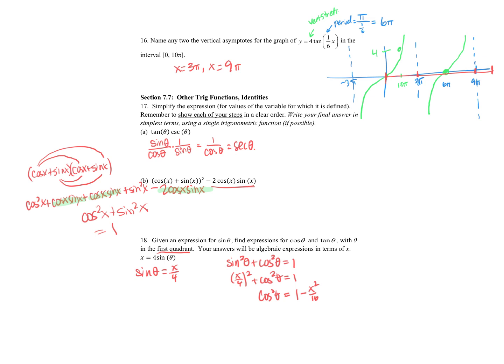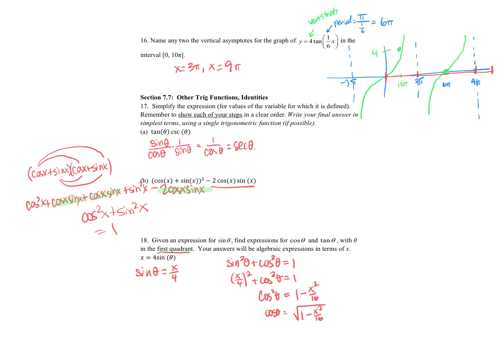And so then I can take the square root of both sides. So I get cosine theta is equal to the square root of 1 minus x squared over 16. And now when I square root both sides, I have a plus or minus, and I'm going to choose the plus or the minus based on what quadrant I'm in. Now I know that cosine theta is positive in the first quadrant, so I'm going to select the positive sign for that square root. If I had been in a different quadrant, I might choose a negative sign depending on whether cosine is positive or negative in that quadrant.